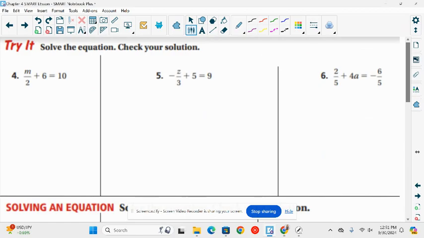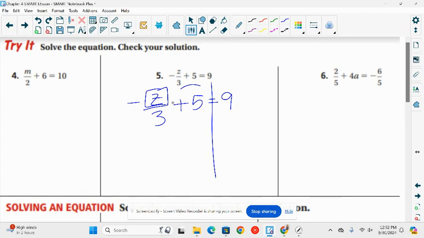Alright. Let's look at number 5 together. I've got negative z divided by 3 plus 5 equals 9. What am I going to move first? Plus 5. And so plus 5 minus 5. 9 minus 5 is 4. And so I have this negative just kind of floating out here.